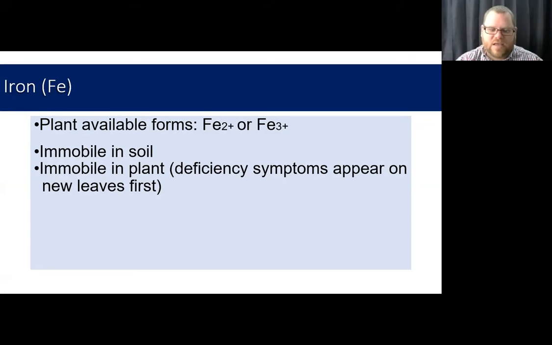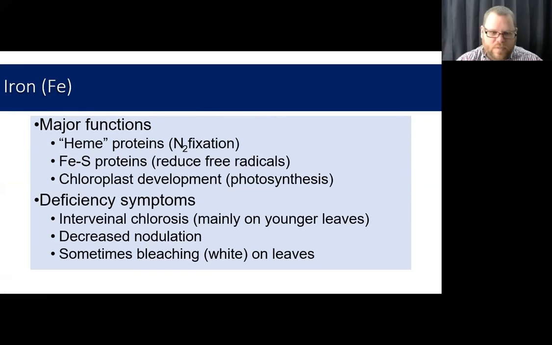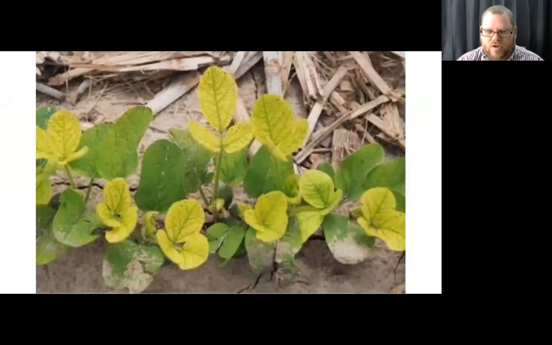Iron is immobile in both the plant and the soil. Major functions are the heme proteins, the iron sulfur proteins, and chloroplast development, which is responsible for photosynthesis. Some deficiencies that we might see: interveinal chlorosis, decreased nodulation, and sometimes bleaching or white on the leaves. Here's an iron deficiency.